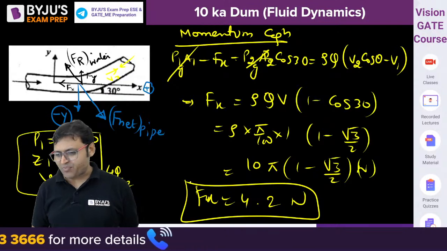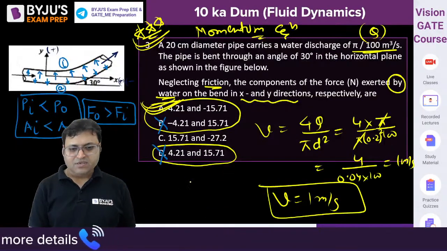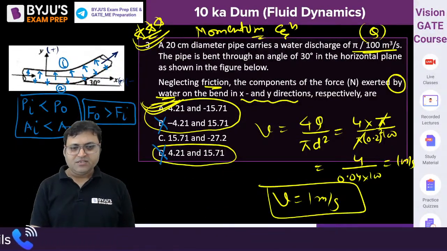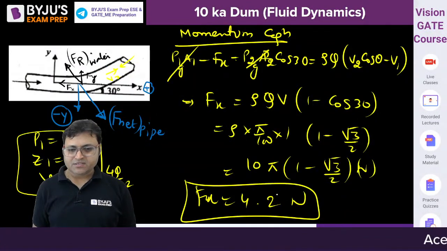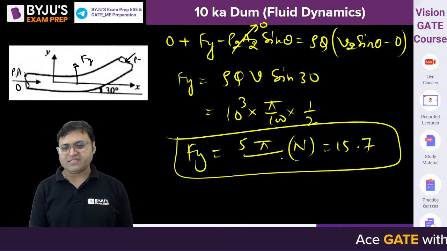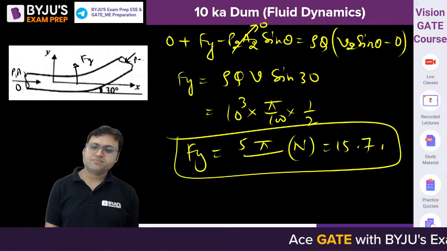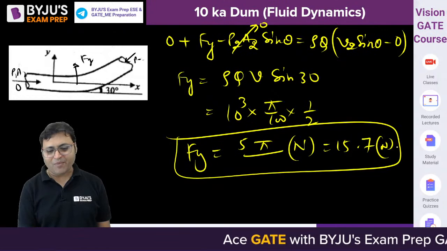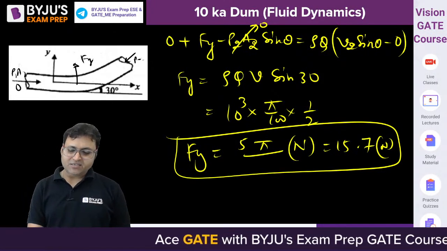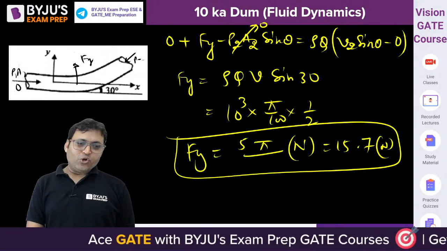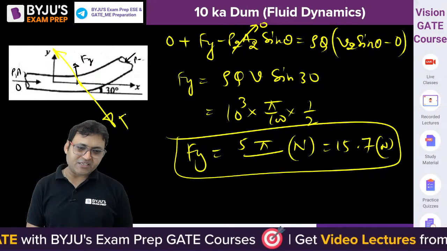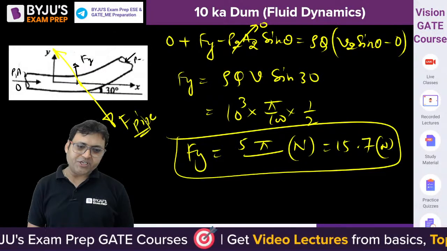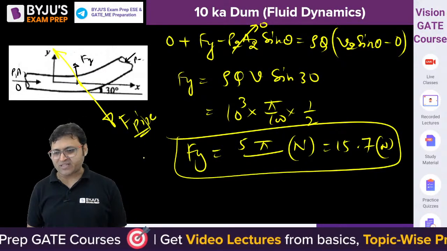The direction I have already told you. I had solved Fy. So 4.21 is Fx and 15.7 is Fy, right. If it were force on the fluid the direction would be this, and if it is force on the pipe the direction will be this. The question is to find out the force on the pipes. That is why the direction is this.